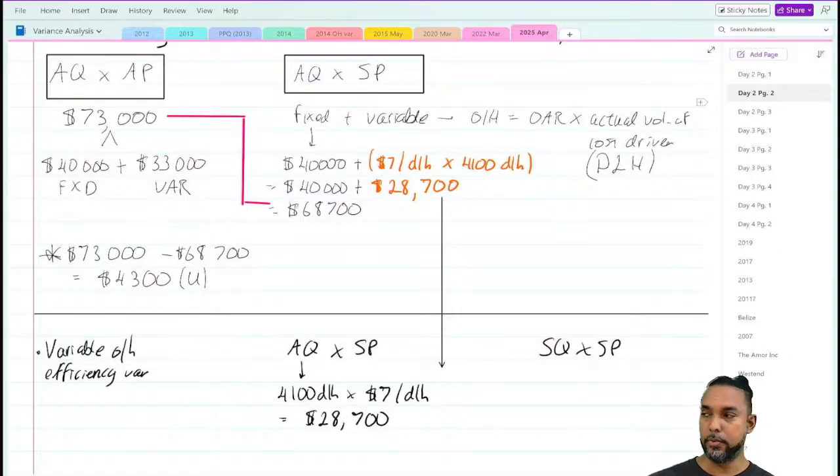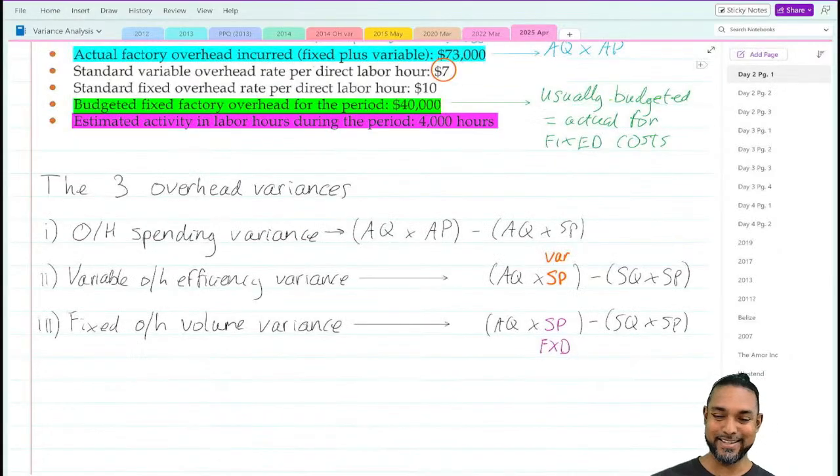Right. Now, what about the standard quantity and standard price? Okay. So the standard price piece we already knew. What is the standard quantity? Well, the actual quantity was 4,100 direct labor hours. So the standard quantity will be the standard labor hours for the current level of production.